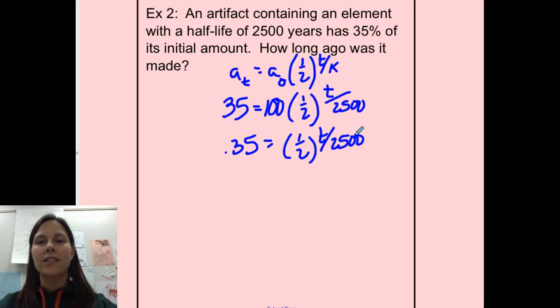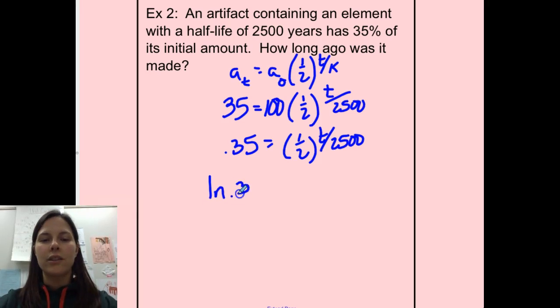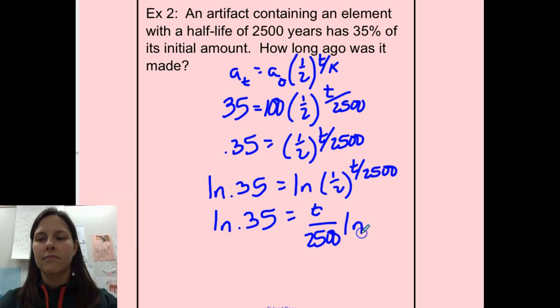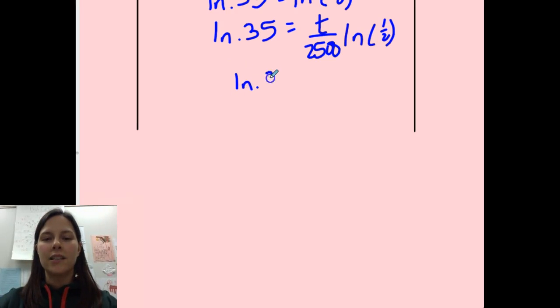And of course, use logs to solve when the variable is in the exponent. So I'm going to take the natural log of both sides. You can use the common log. If your calculator has log base, you can just convert the exponent back into log form. You would have a base of 1/2. Of course, that's helpful because we can turn that power into a coefficient. We'll have to divide both sides by natural log of 1/2. And we will have to multiply by the 2,500 to get it out of the denominator.